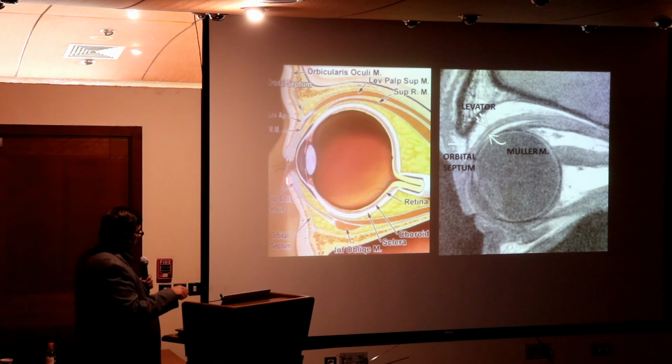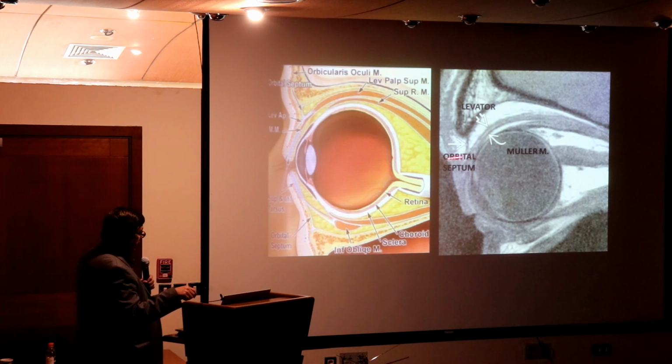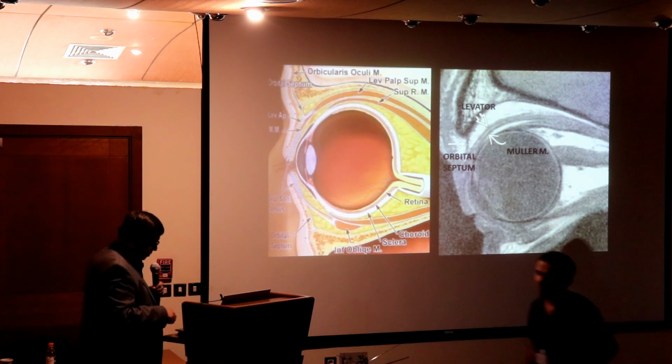If you look laterally, you can appreciate the globe, the superior rectus, the lateral rectus, and the levator palpebrae superioris, which divides into two parts. One part goes into the Müller's muscle and one part goes into the superior tarsus, and this is the orbital septum that divides the orbit into preseptal and postseptal.